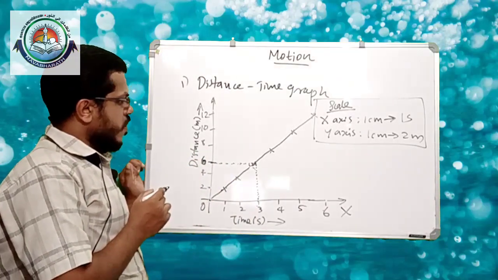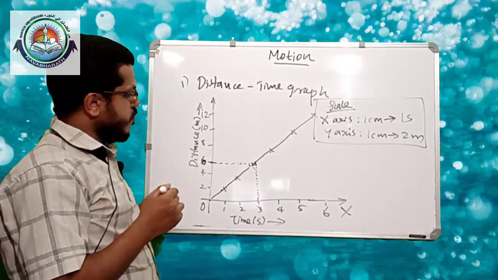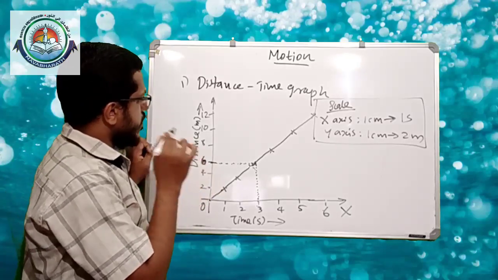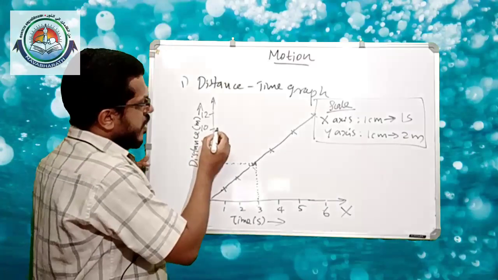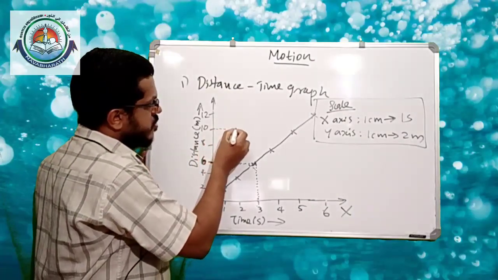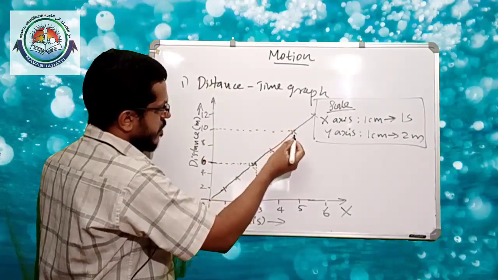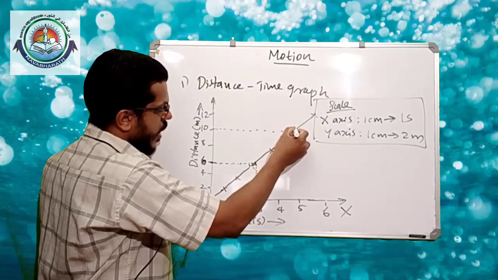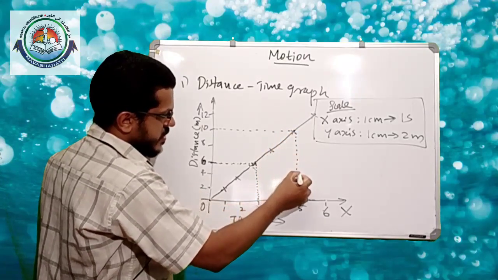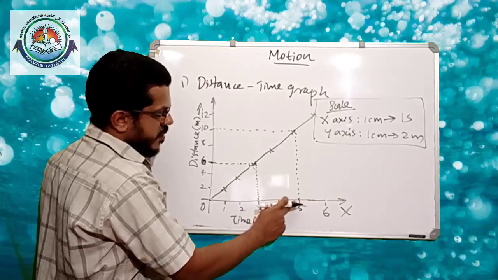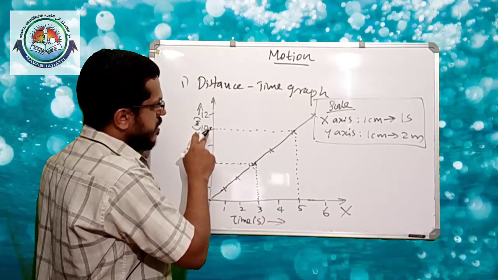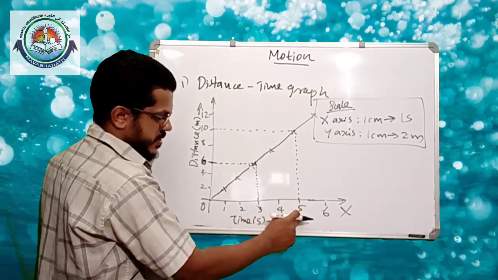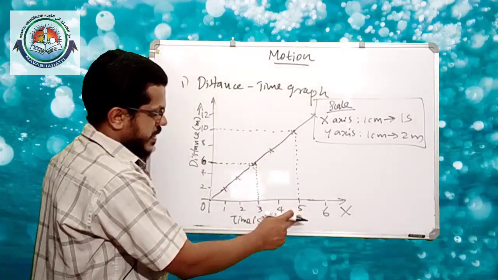In the other case, what is the time to cover 10 meters? Then how can we find it? Draw a perpendicular line from 10 meters to the graph. Then where does it meet? Then draw another perpendicular line to the x-axis. Then what point do we get? 5. That means to cover 10 meters, this object takes 5 seconds.